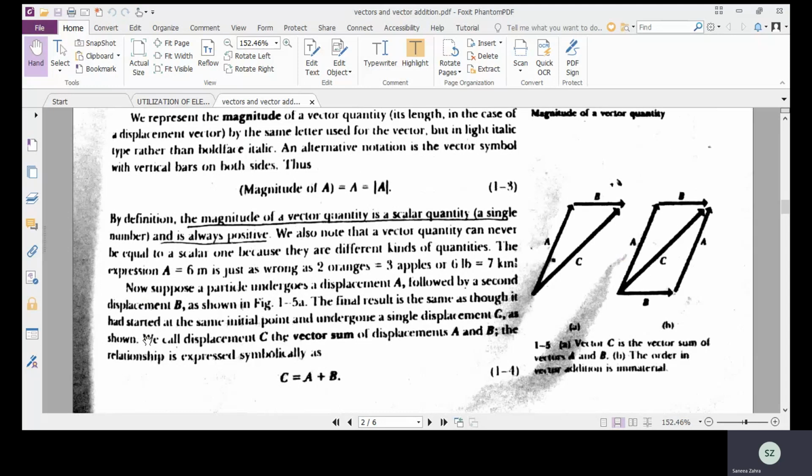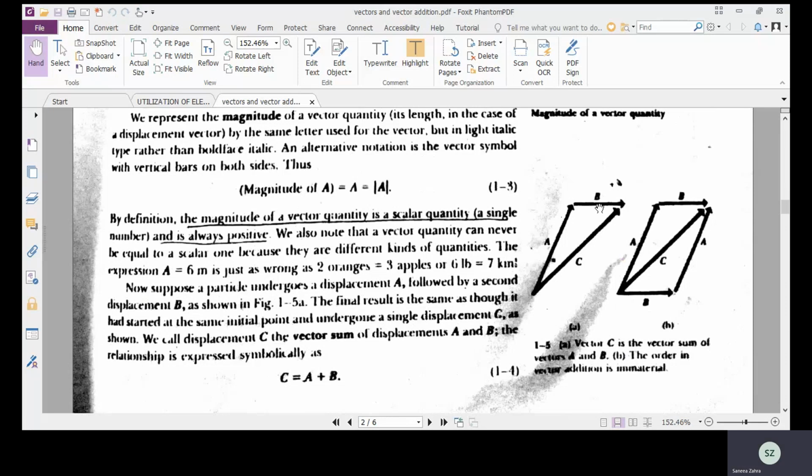Now suppose a particle undergoes a displacement A followed by a second displacement B, as shown in figure 1-5A. Its one motion is in this direction and then in this direction. The final result is the same as though it had started at the same initial point and undergoes a single displacement C. If a particle starts from A, then moves towards B, then its displacement will be C, which is the shortest distance.